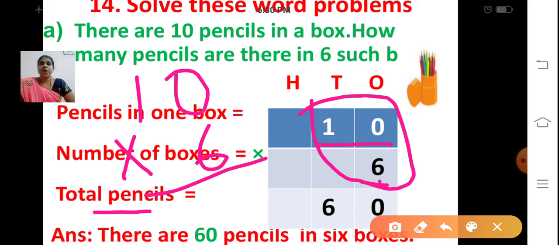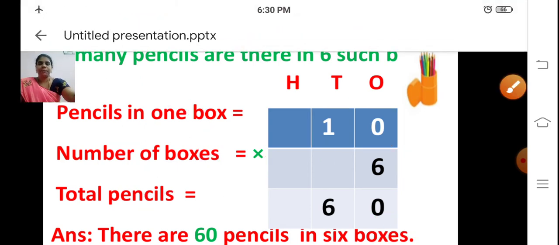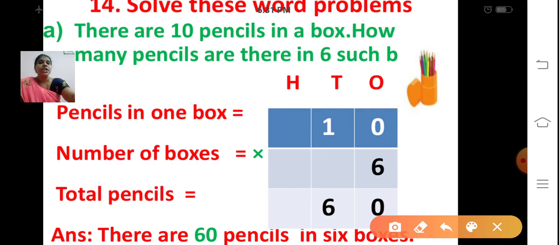Now you know how to multiply if we have zeros in the question, right? So ignore this 0, multiply the other numbers. 1 6s are 6. So how many zeros are there in the question? 1 zero, that you write at the last. So answer is 60. 10 6s are 60. So how many pencils are there in 6 boxes? Write down, there are 60 pencils in 6 boxes.